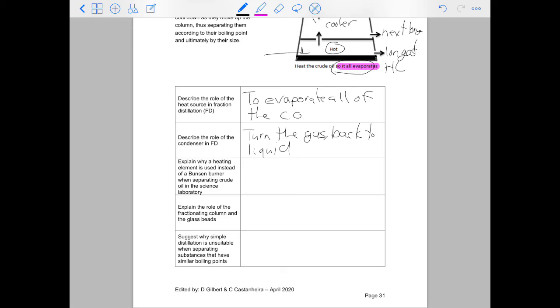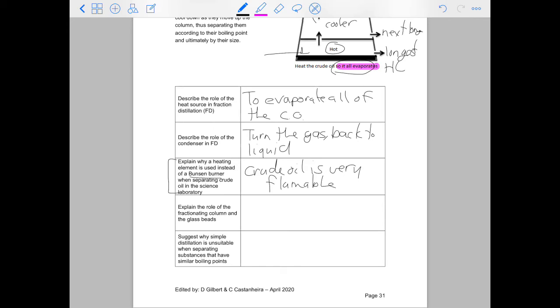In the science lab, for the one we weren't able to do, we would use a heating element instead of a Bunsen burner because crude oil is very flammable. So it's a safety reason.